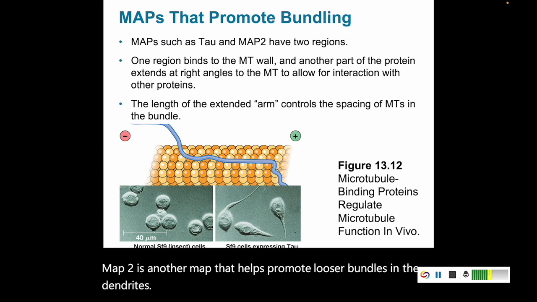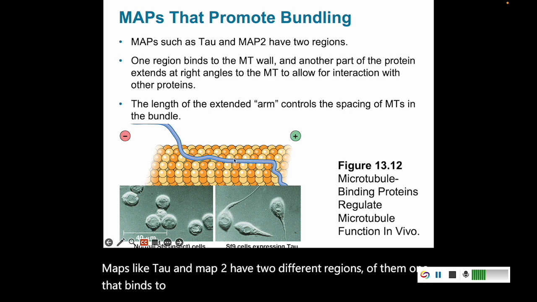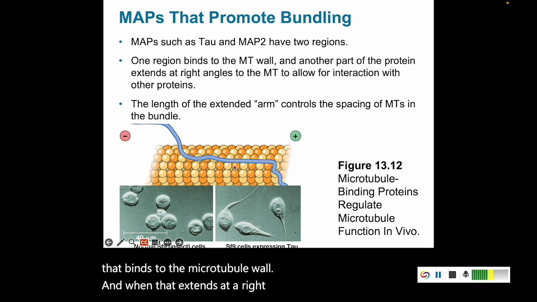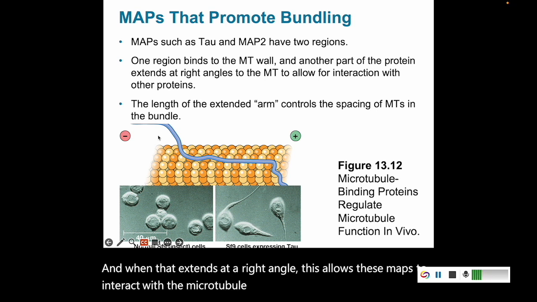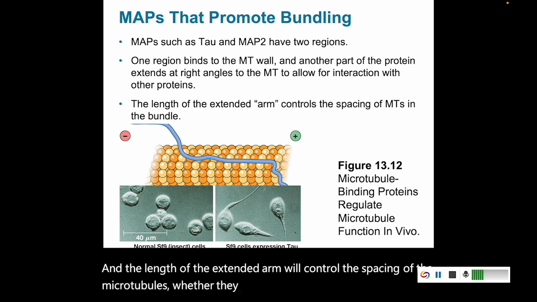MAPs like tau and MAP2 have two different regions, one that binds to the microtubule wall and one that extends at a right angle. This allows these MAPs to interact with the microtubule and to interact with other proteins. And the length of the extended arm will control the spacing of the microtubules, whether they are more closely or diffusely bundled together.